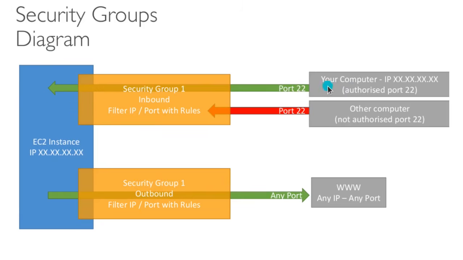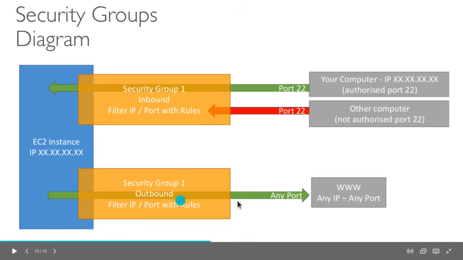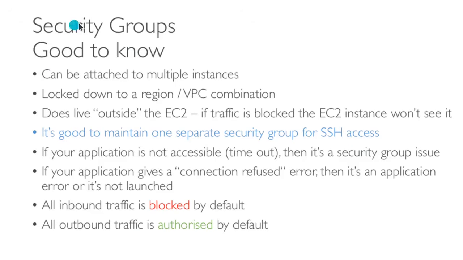So as you can see, we have authorized SSH for port 22 for this, but not for this, so it is not going to enter. And same way for outbound as well. If you have allowed, you can do it. So good to know about security groups is that they can be attached to multiple instances.